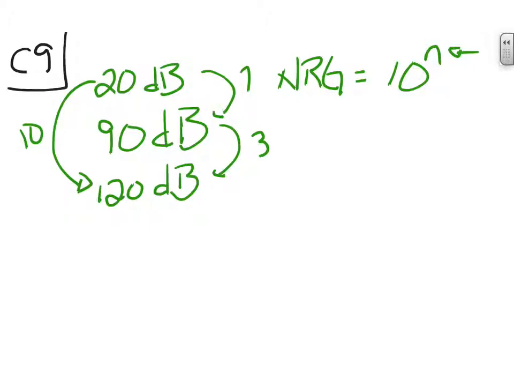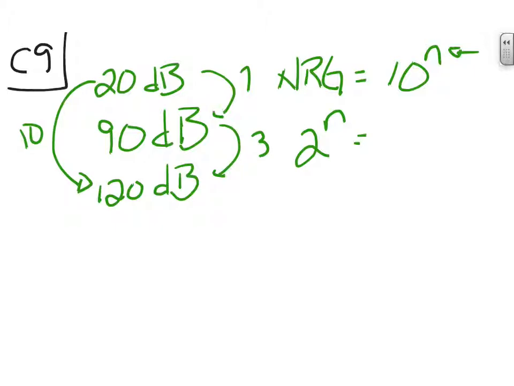If we're looking at how loud it is, loudness is going to be 2 to the n. This is how much louder it sounds, and that n is going to be that same number. So going from 20 to 90 would sound 2 to the 7th louder, or 2 to the 3rd louder going from 90 to 120, or 2 to the 10th going from 20 to 120. So that's basically how it works.